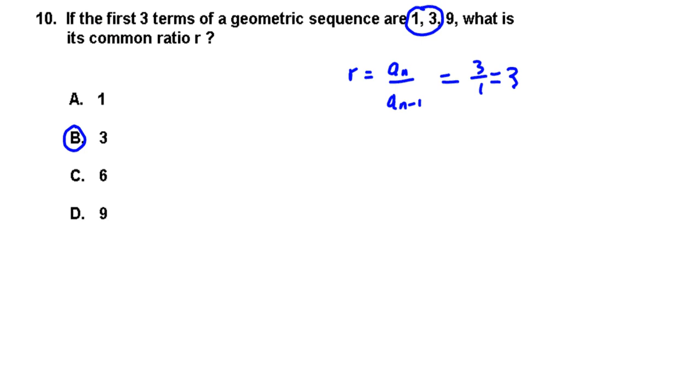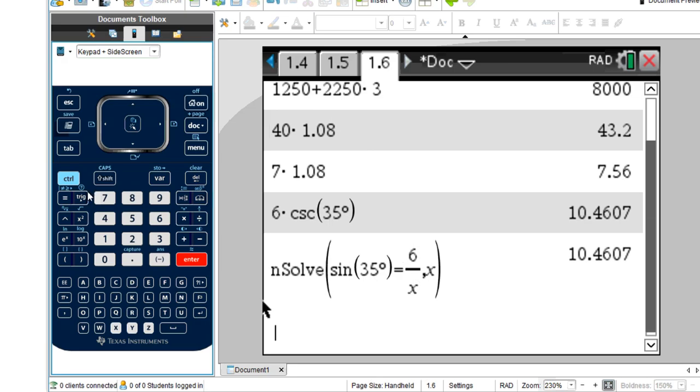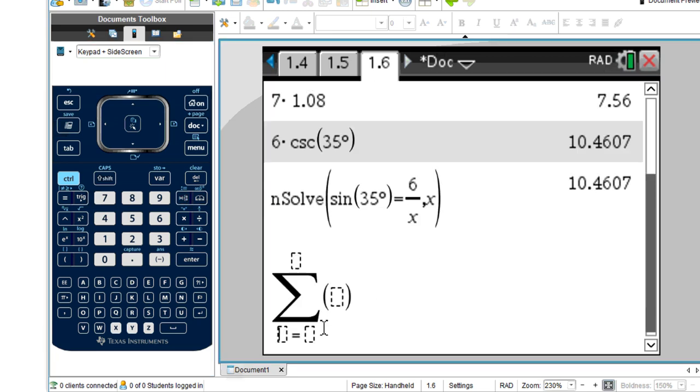Number 11. What is the value of this summation? Mark your answer in the grid provided. Well, there are ways you could do this. You could do it by hand. You could start at 0 and keep on adding these together. But in our calculator, there's something we can do to help us quite a bit. And that is, if we go to next to this 9, there's this summation key right here.